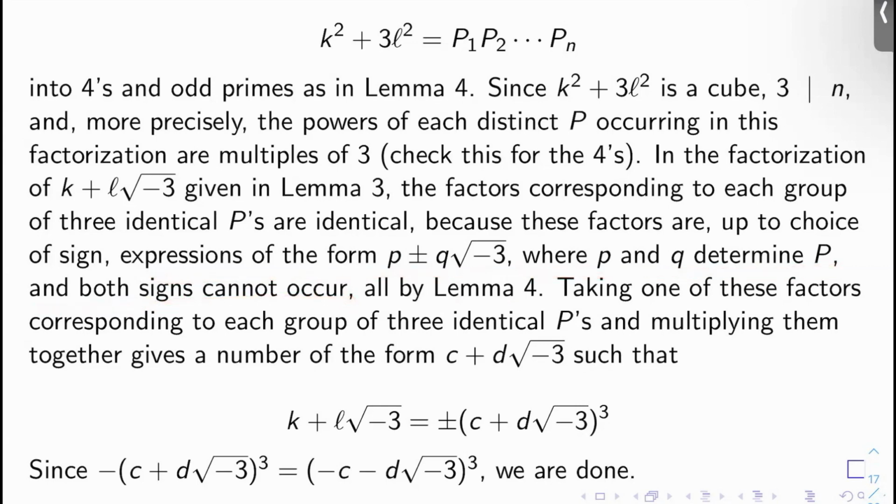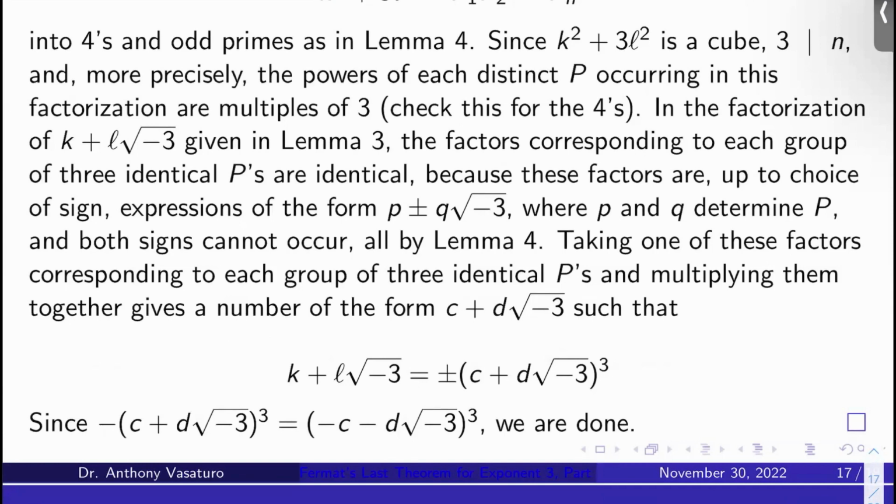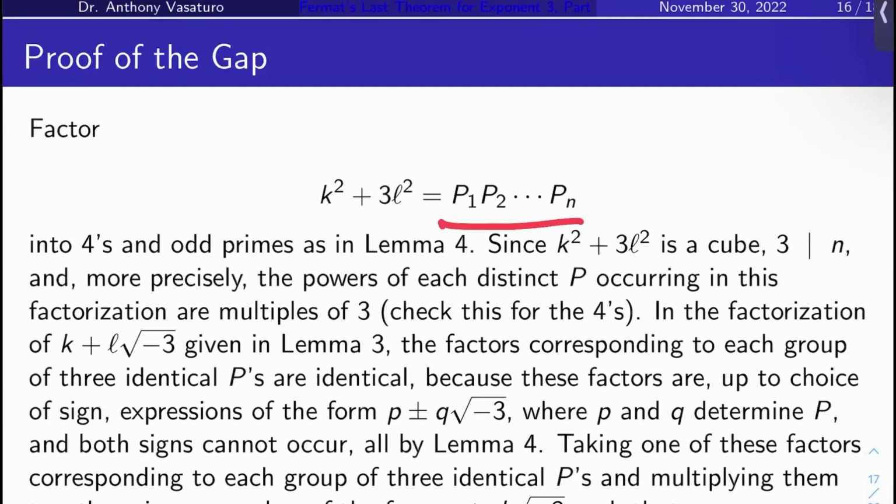Okay, so great. So here's what I can do then. All the factors are the same for each of the 3 identical p's, right? So what I can do is take one of those factors corresponding to each group of 3 identical p's, and multiply them all together. If you multiply them all together, what do you get? You get a number of the form C plus D root negative 3, because you're taking a finite product of expressions of this form. And what's true is that K plus L root negative 3 is plus or minus this number cubed, because you took one factor per group of 3 identical p's in this factorization.